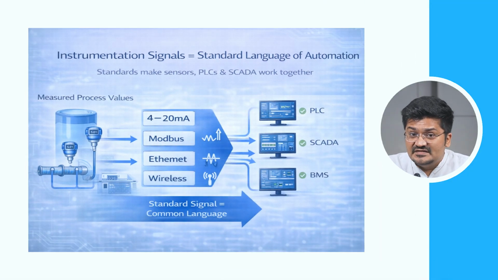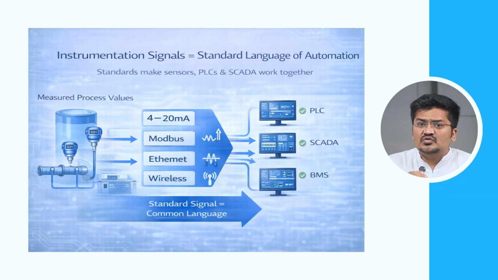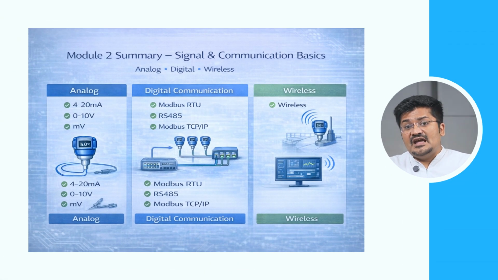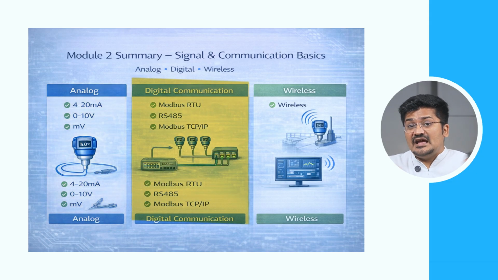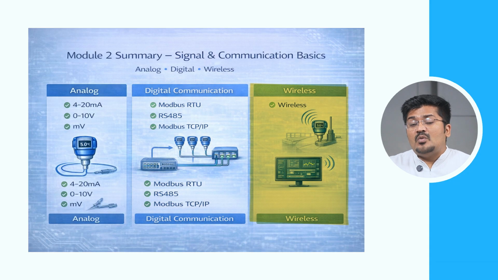So, in this module, we learned what instrumentation signals are, why industries use standard signals, analog signals like 4 to 20 milliamperes, 0 to 10 volt, millivolt signals, also digital communications like Modbus RTU, RS485 communication, and Modbus TCP/IP, and wireless communication. So, understanding instrumentation signals is very important for everyone who is dealing with the industry, because when you understand how instruments communicate, you can design a better solution for your customer. Or if you are the customer, then you will understand what product to choose.